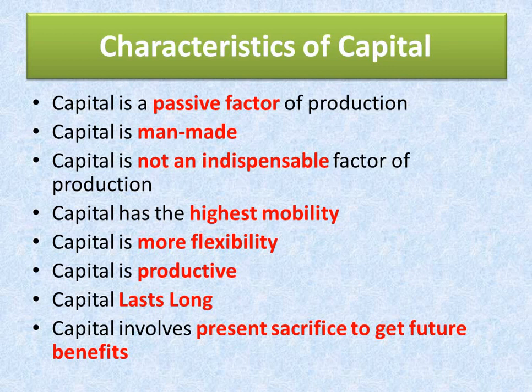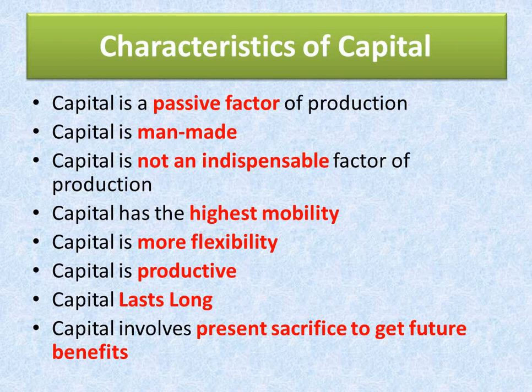The next important characteristic is it is man-made. Capital is that wealth which is used in the production of goods. Capital is the result of human labor. Even every type of capital such as roads, machines, buildings, factories are produced by man. It is a produced factor of production. The next characteristic is capital is not an indispensable factor of production. Production can be possible even without capital. So it is a dispensable factor of production.